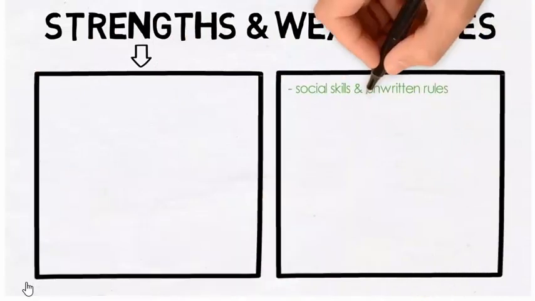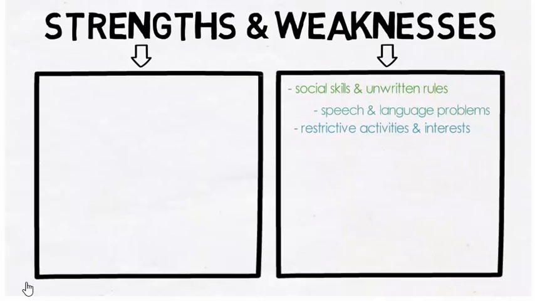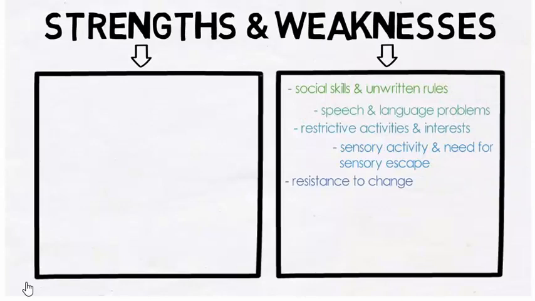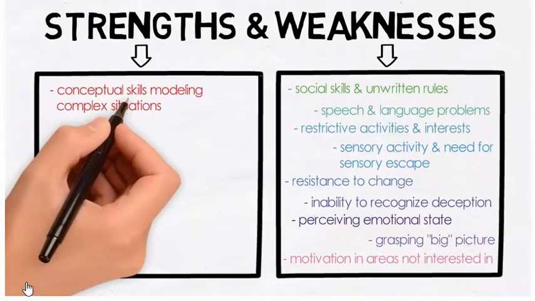Social skills and unwritten rules of social interaction, speech and language problems, restrictive activities and interests, sensory activity and the need for sensory escape, resistance to change, inability to recognize deception and comply with social norms, perceiving emotional state, grasping the big picture, and motivation in areas that are not points of interest.